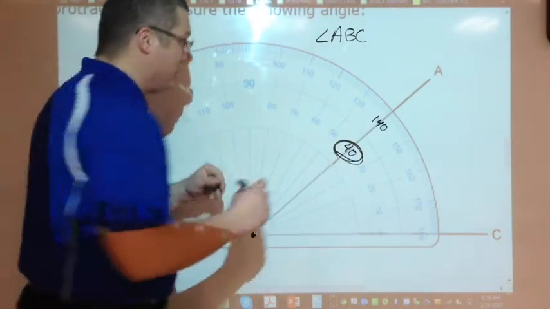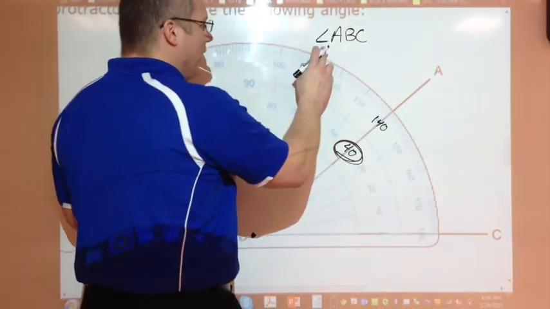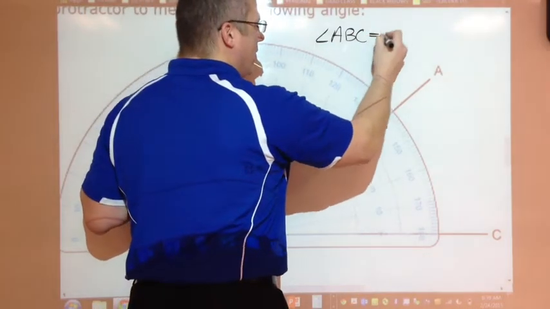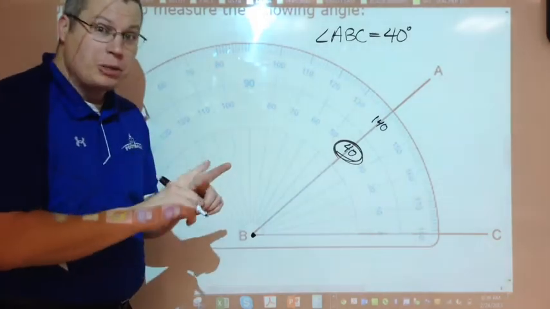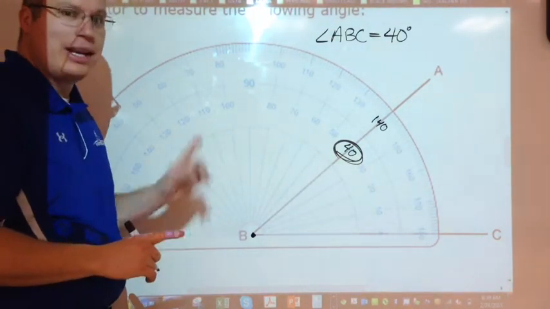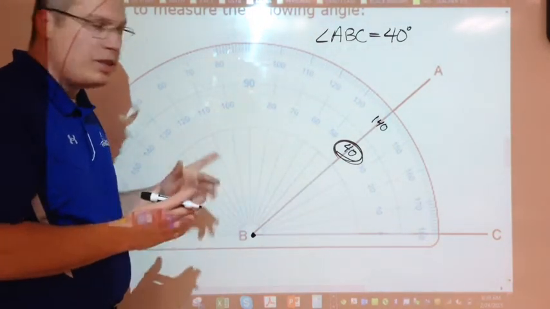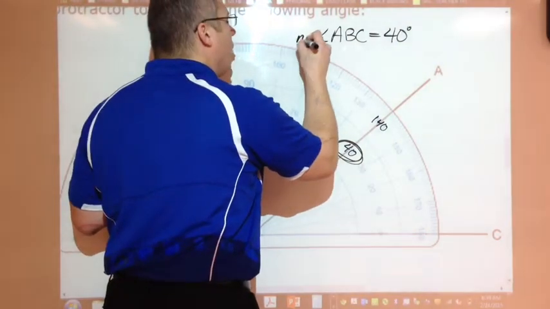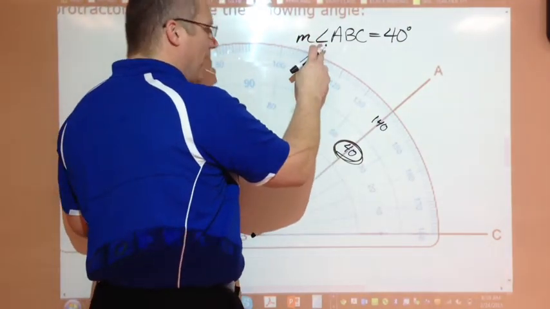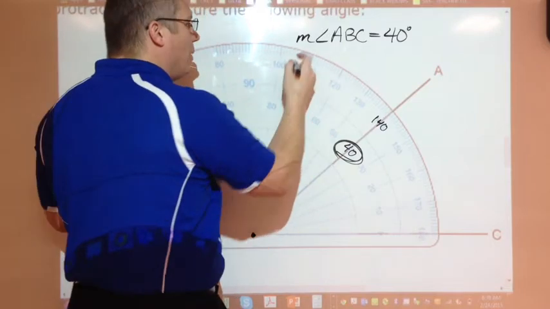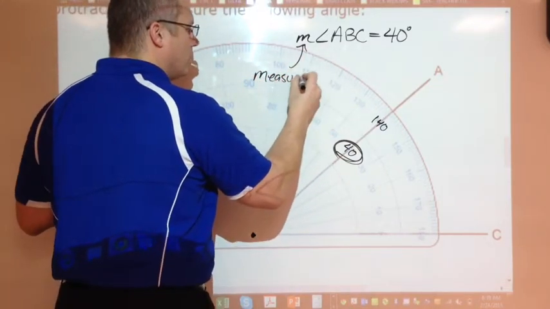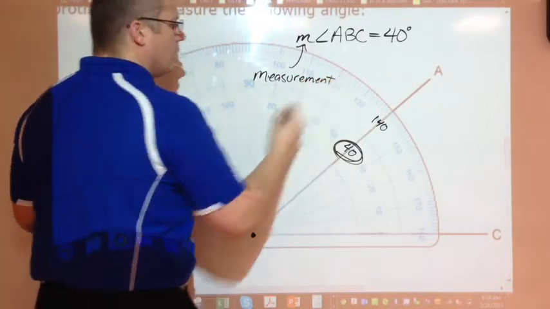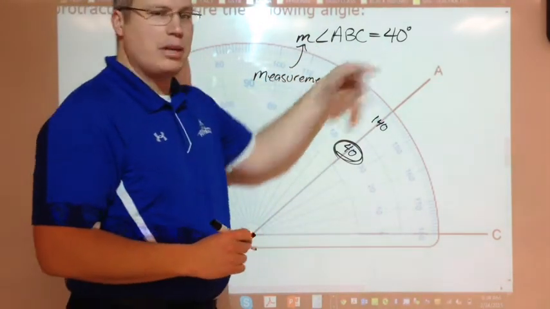Now, technically, when I write this, I cannot say angle ABC equals 40. The measurement of angle ABC is equal to 40. So what you'll see is a little lowercase m in front of the angle symbol. So what this now reads is the measurement of angle ABC is equal to 40 degrees.